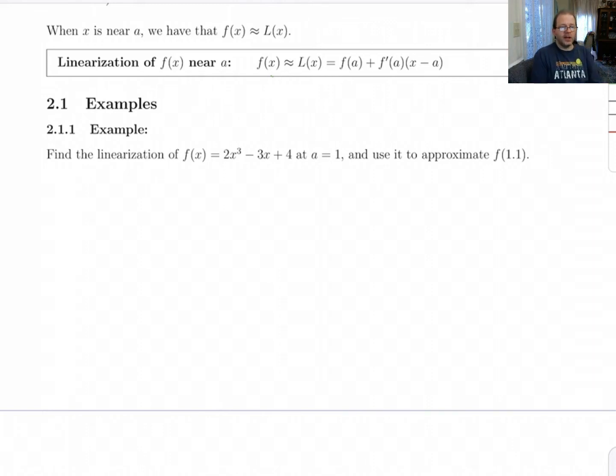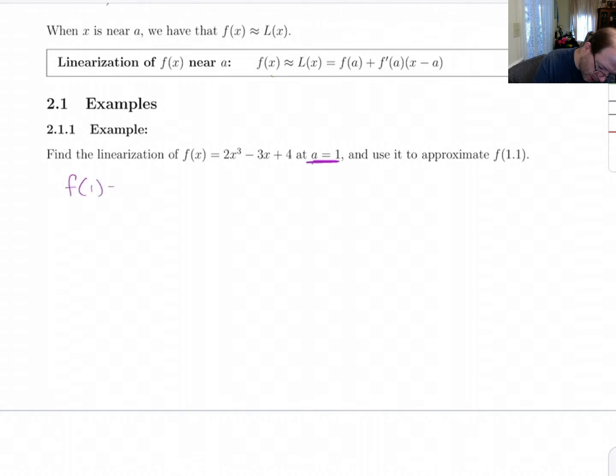All right, let's look at this example. Find the linearization of this function at a equals 1 and use it to approximate f of 1.1. All right, so for the linearization, really all we have to do is come up with f of a, f prime of a, and just plug into here. So let's see, our a in this case, they told us is 1.